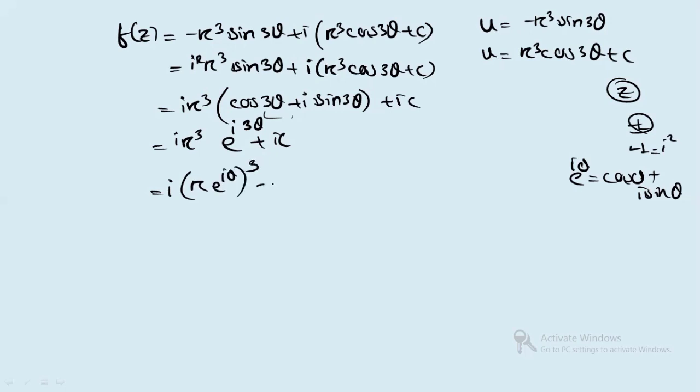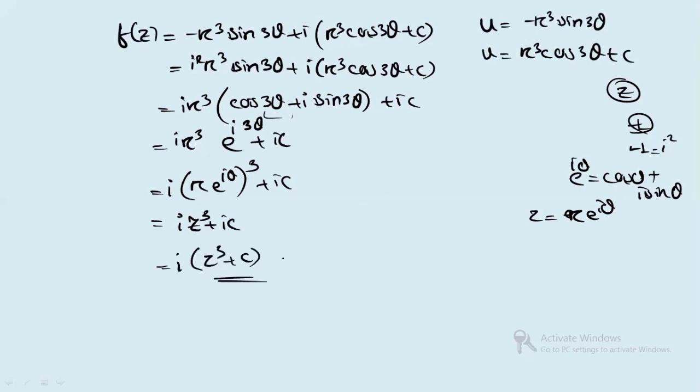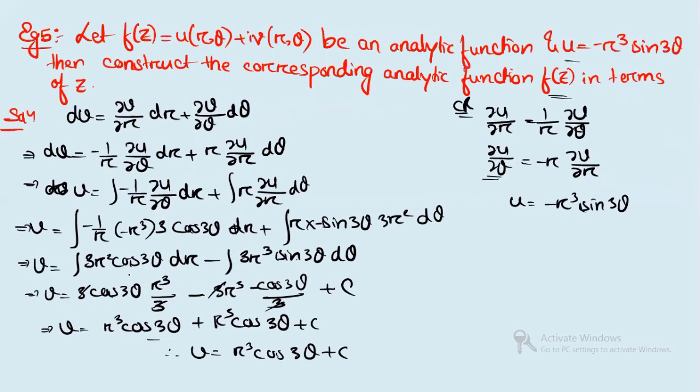Now you see r e to the power i theta, it is z in polar form, z is equals to r e to the power i theta in polar form. So this is i z cube, right? Just substitute and the second term will be plus ic. So finally we'll have what? i z cube plus c. So this is how you can do it. So the function fz is this. So this is how you can calculate all the sums. Just put the values we have just done in the polar form.